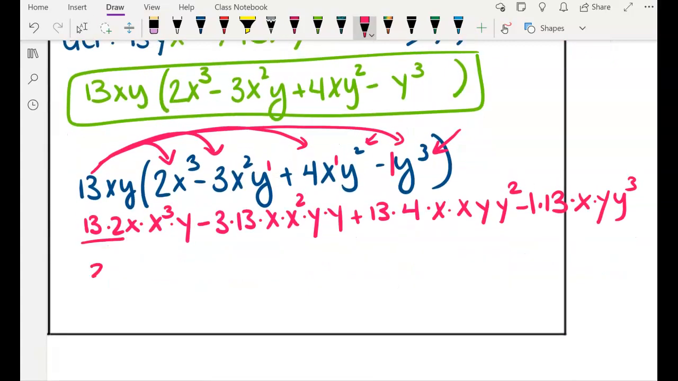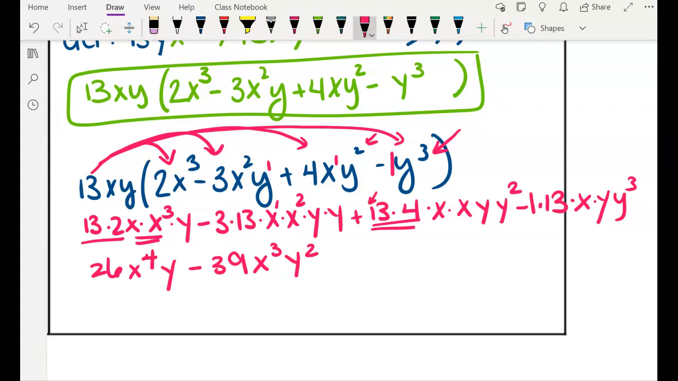So that's going to give us 26. x1 times x to the third, you add the power, so that's x to the fourth. There's a single y right there. Minus 39, again, we have 3 x's because x1 and x squared is x to the third, 2y, so that's y squared. Now remember, this is 13 times 4.